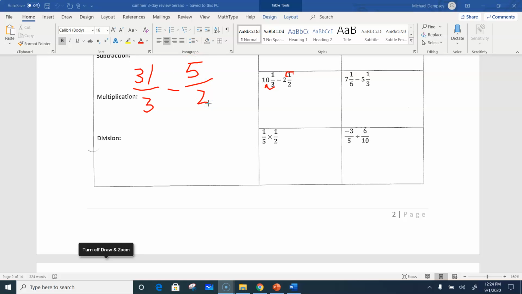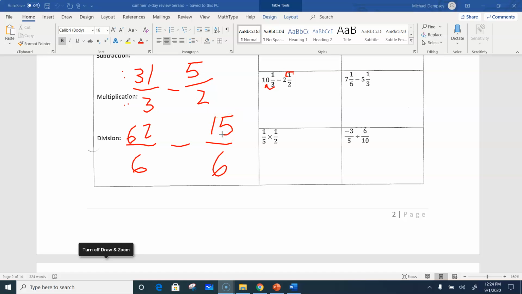Okay? Now I need to do the same thing. I need a common denominator, which we just saw was 6. So how do I get to that? Well, over here I have to multiply the top and the bottom by 2. So this would be 62/6. Right? 3 times 2 is 6. So then we have to multiply 31 by 2 and get 62. 2 times 3 is 6. So 5 times 3 is 15.